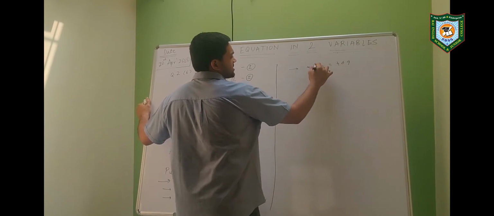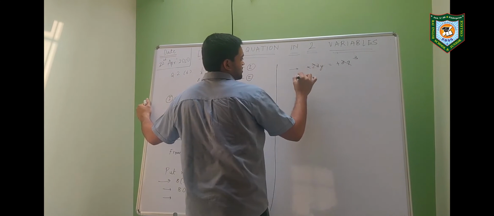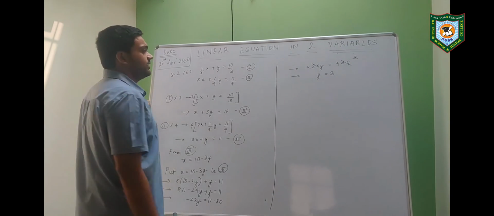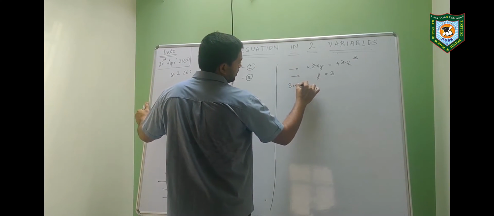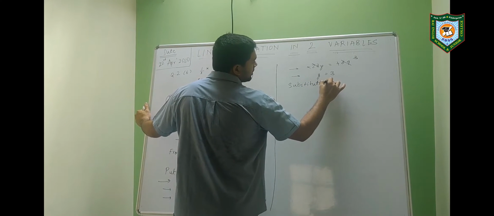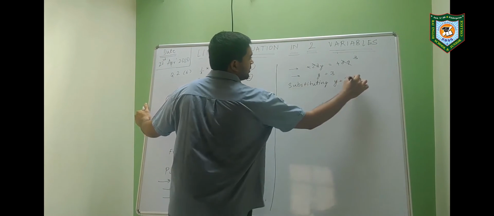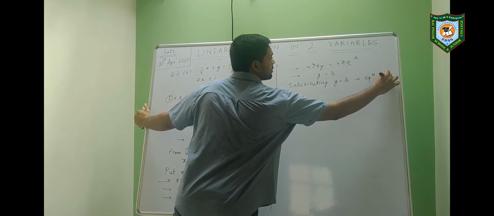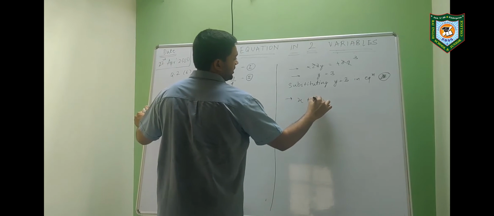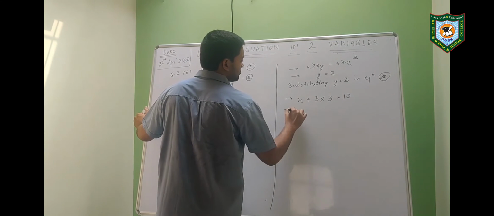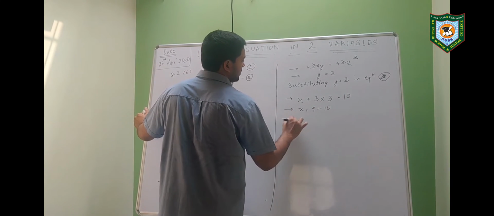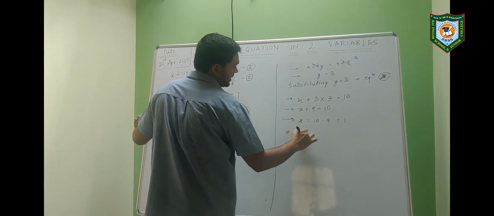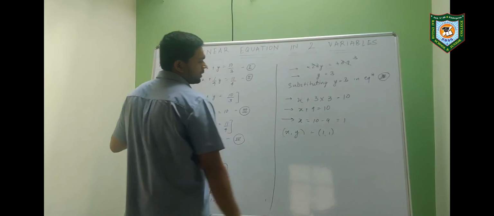Now minus minus cancels. If you calculate this, this becomes 3 times. So therefore I have the value of y as 3. Now once I get y as 3, all I have to do is substitute. Substituting y is equal to 3 in equation 3, and I'll get x plus 3 into 3 is equal to 10. This gives me x plus 9 is equal to 10. Therefore, x is equal to 10 minus 9, which is equal to 1. So my solution comes as x comma y is equal to 1 comma 1.